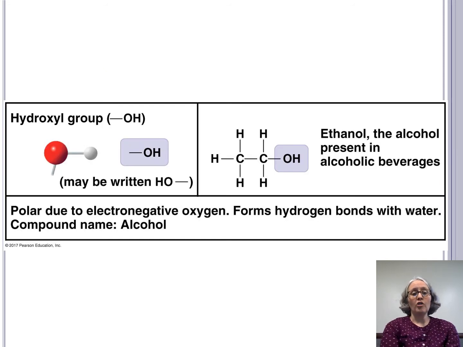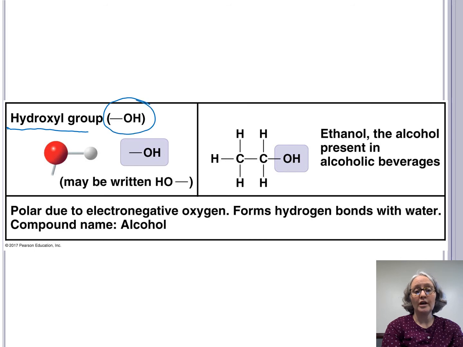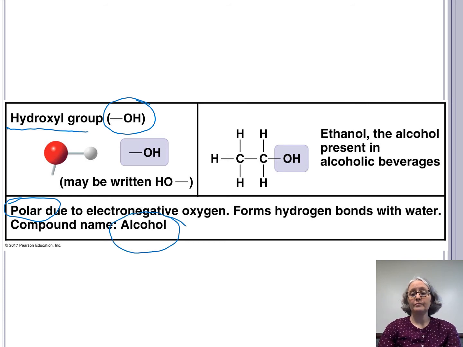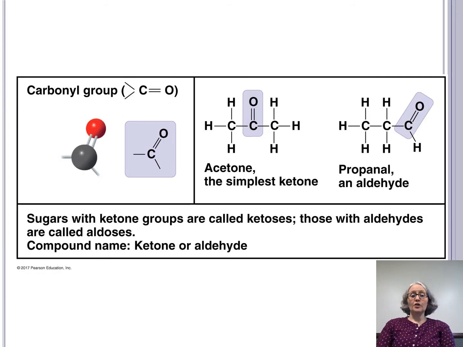So here's our hydroxyl group. If you're drawing a hydroxyl group, it's drawn as an OH group. Hydroxyl groups are important because they are going to be polar. And if you name a compound that contains a hydroxyl group, these are your alcohols. Next is our carbonyl group.